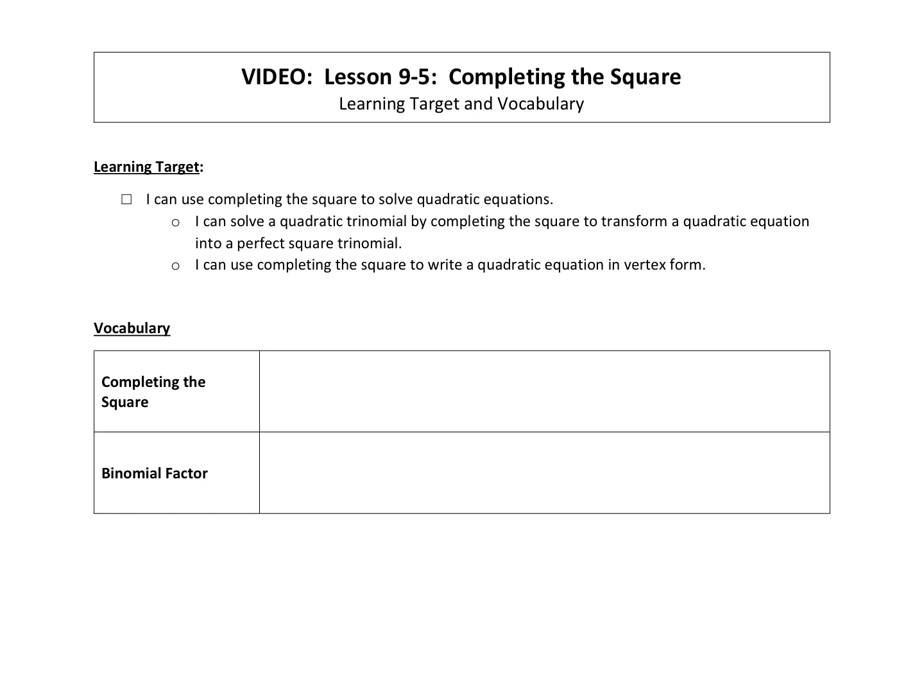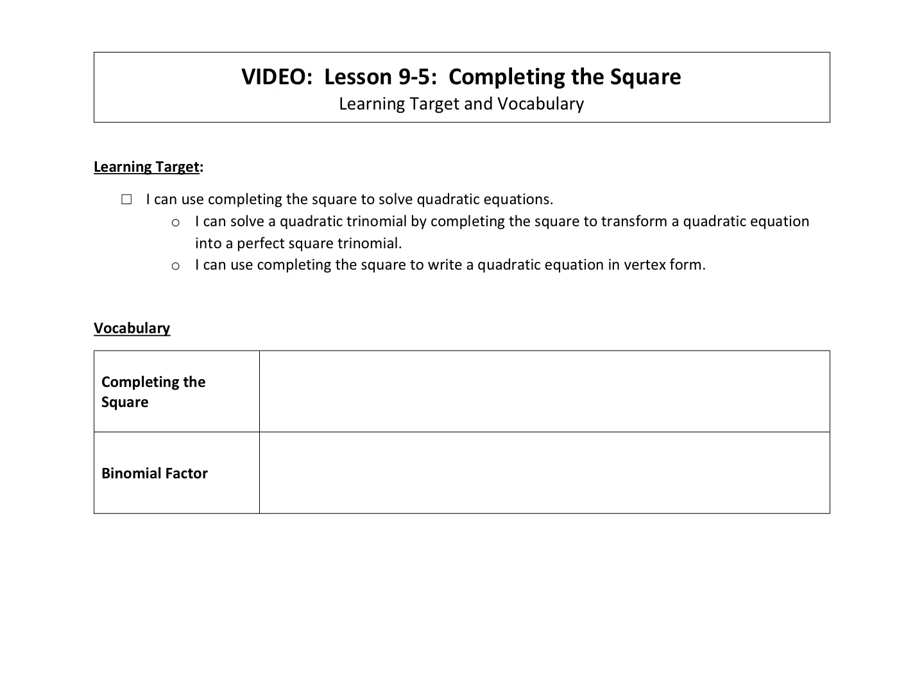All right, our learning target for this lesson: we will be able to use completing the square to solve quadratic equations. So that's great, we're going to learn another way to solve these equations. We will be able to solve a quadratic trinomial by completing the square to transform a quadratic equation into a perfect square trinomial. We will also be able to use completing the square to write a quadratic equation in vertex form.